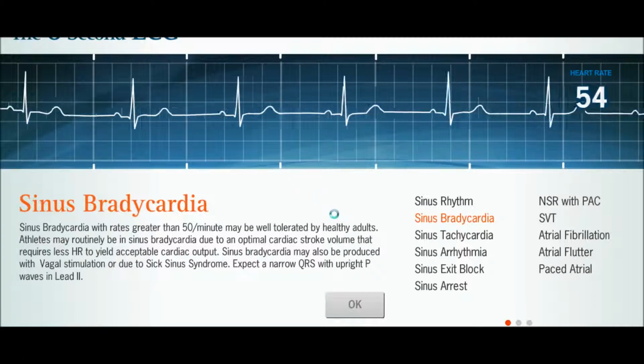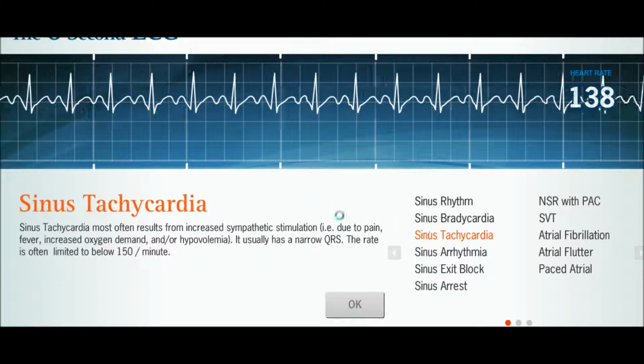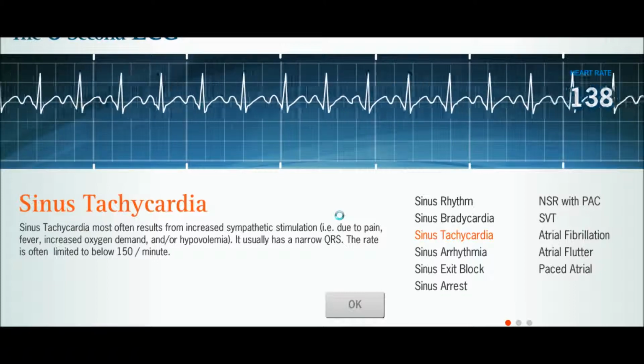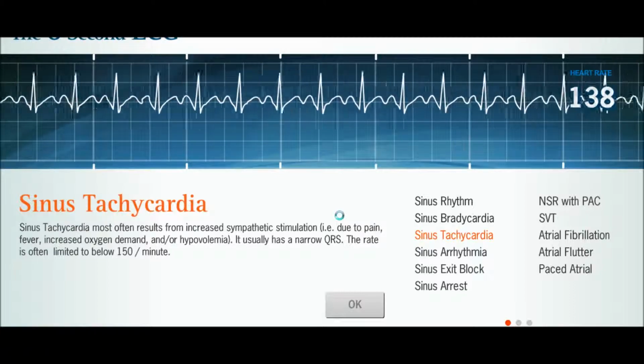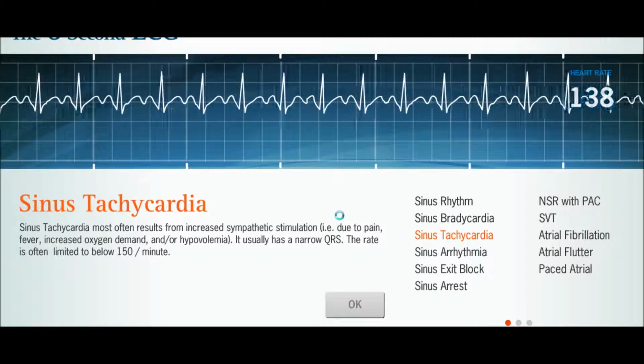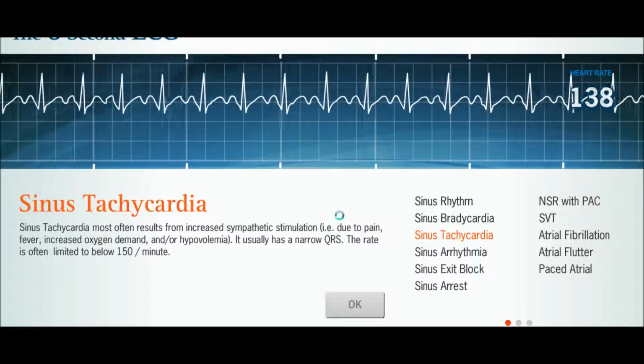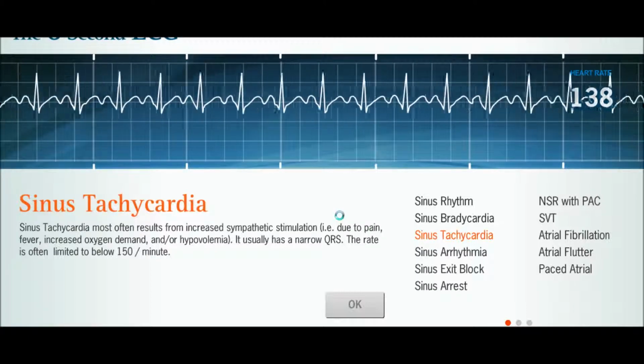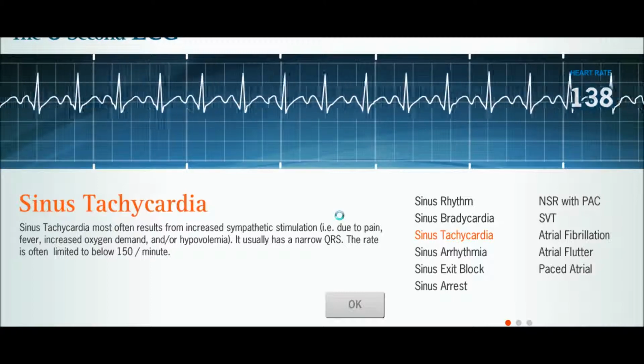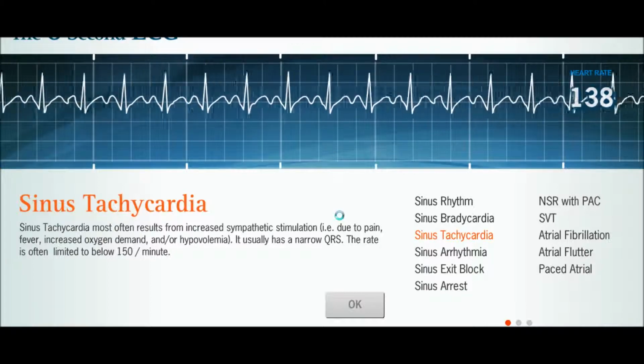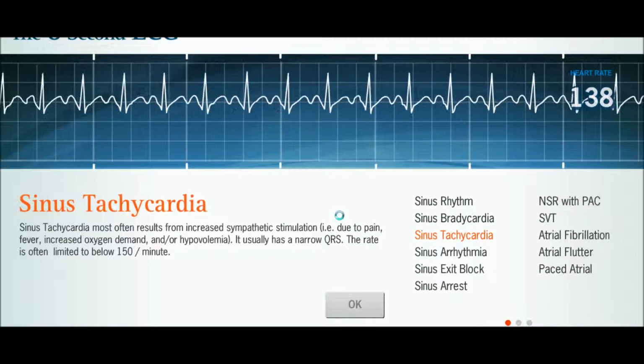To contrast this, we're going to look at sinus tachycardia. This is a fast heart rate. It's a normal sinus rhythm. It's typically caused by increased sympathetic stimulation. You can have that from pain, fever, increased oxygen demand, hypovolemia, so if you're dehydrated.